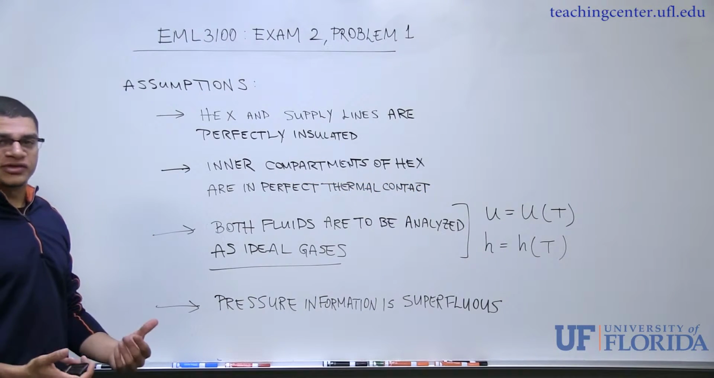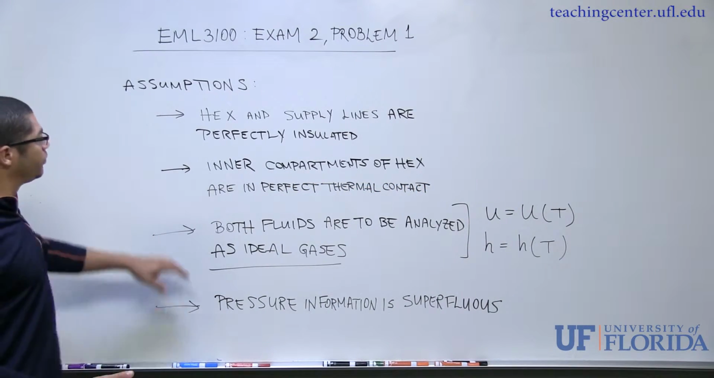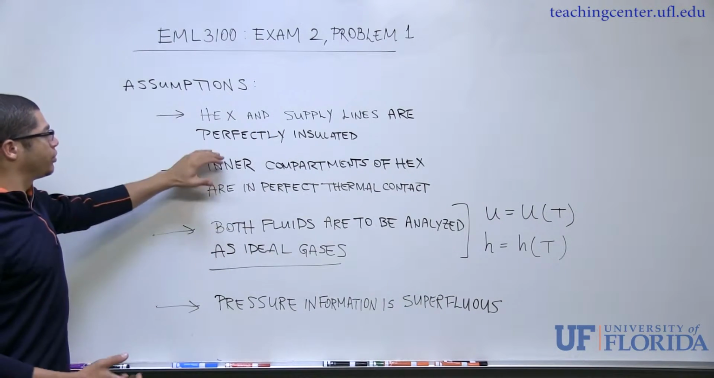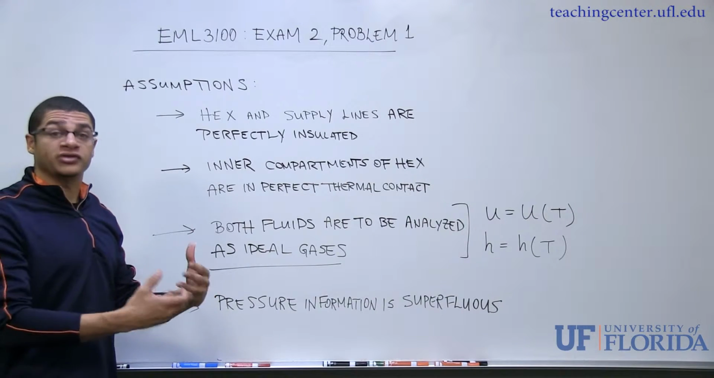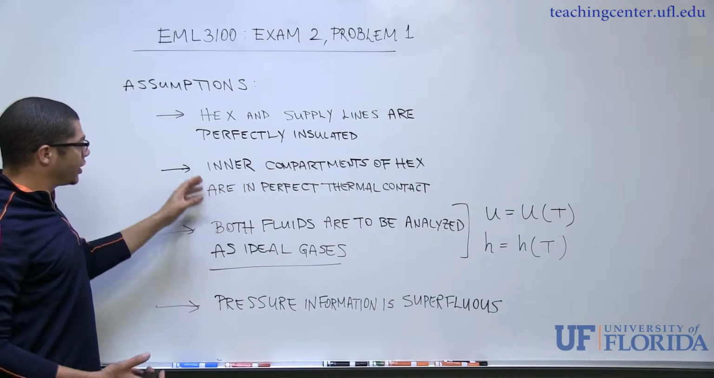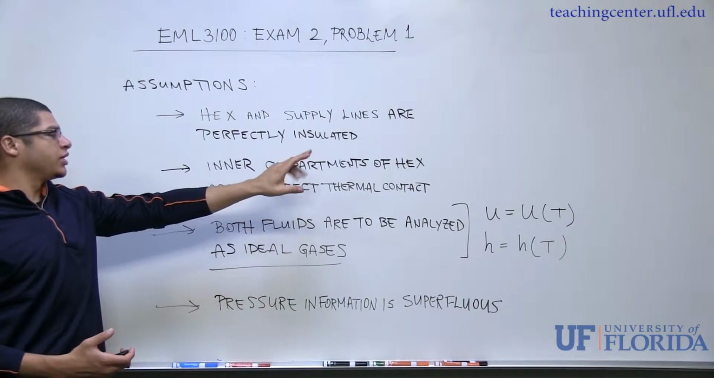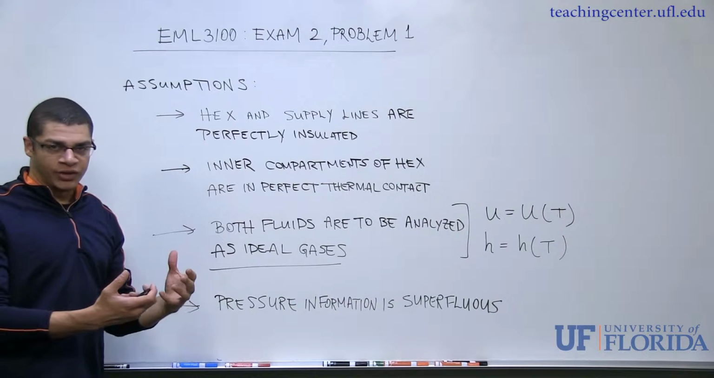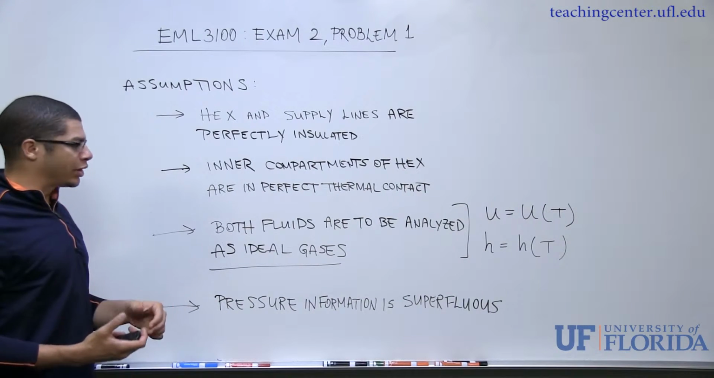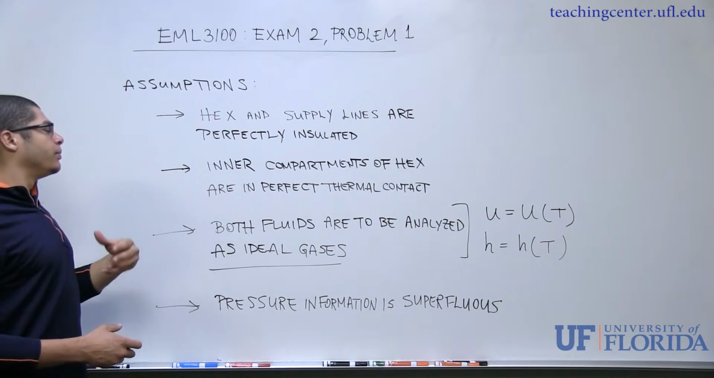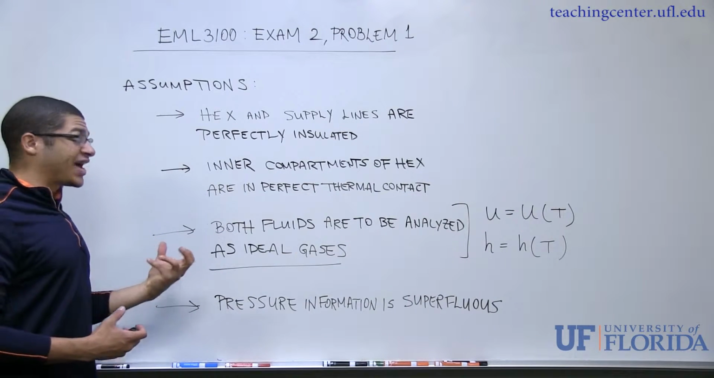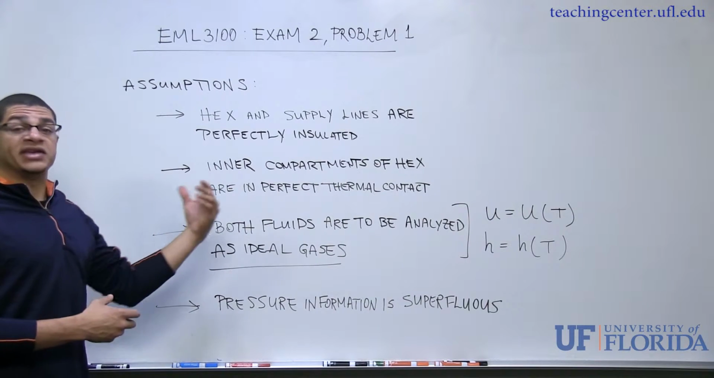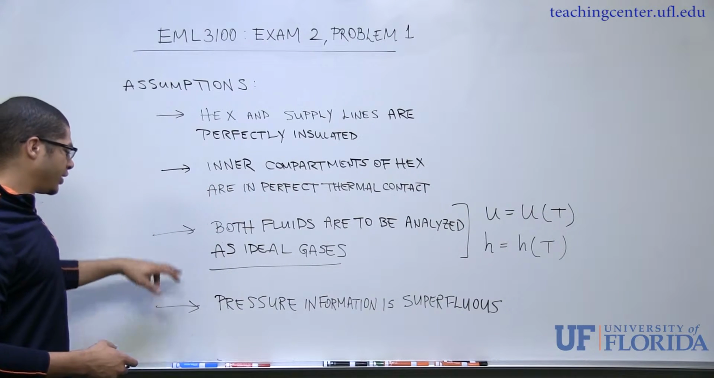To recap on all of the assumptions we've made up to this point, I've listed them out. First and foremost, both the heat exchanger and the supply lines are perfectly insulated, so no erroneous heat transfer into the system. The inner compartment of the heat exchanger, both of them are in perfect thermal contact with each other, and that is the only energetic interaction in this problem. Third, both of the fluids are to be analyzed as ideal gases, and this was shown using the saturation curves in the PT plots shown in the previous slide.